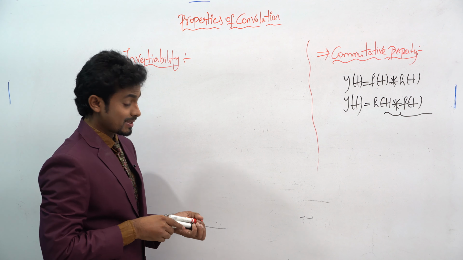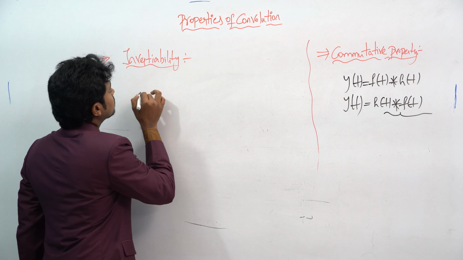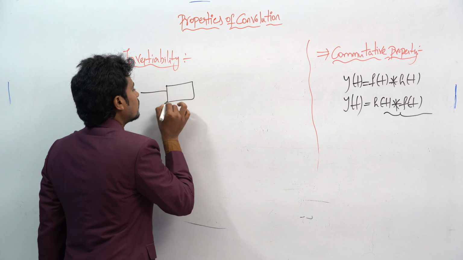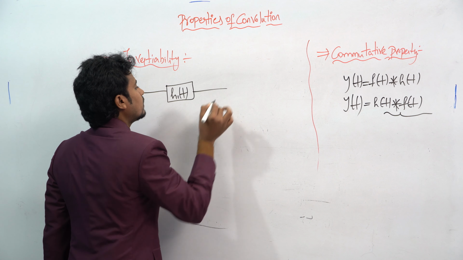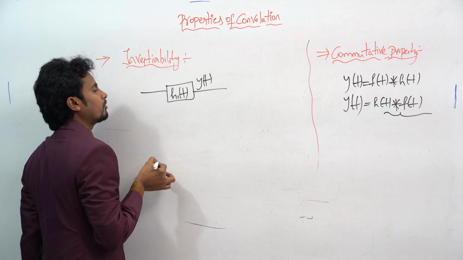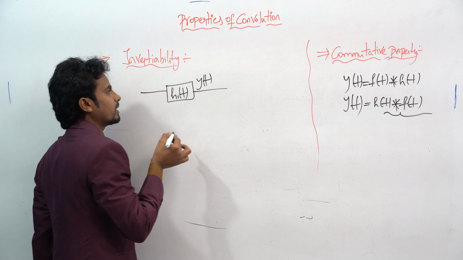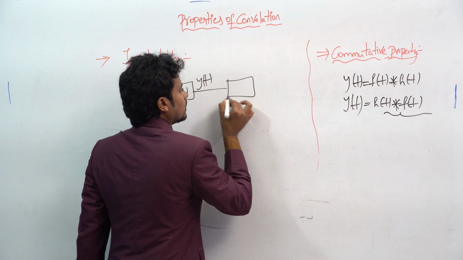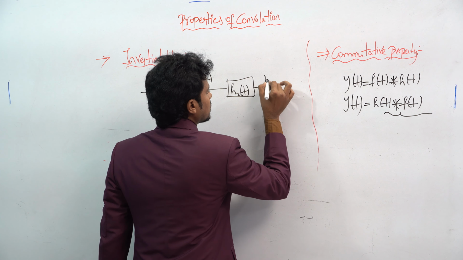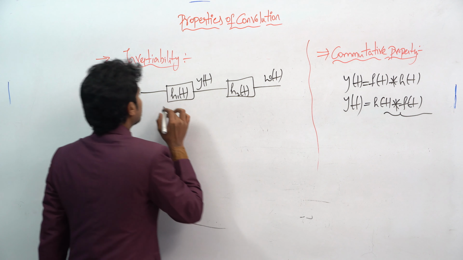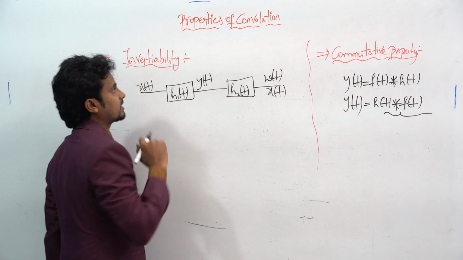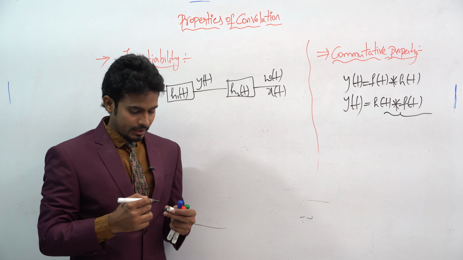Okay, for example, if you take this to be the h1 of t, and here you get the output as y of t, and here, if you give the input as something, this is the h2 of t, and you get some output as y of t. Here, if you give the x of t and you also get x of t back, then that system is said to be invertible, right?